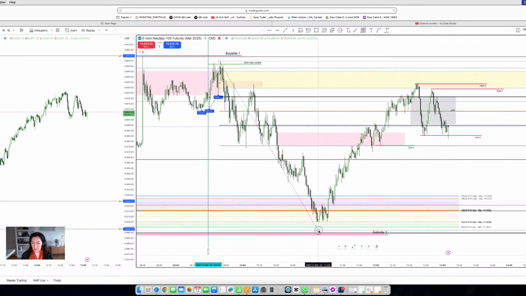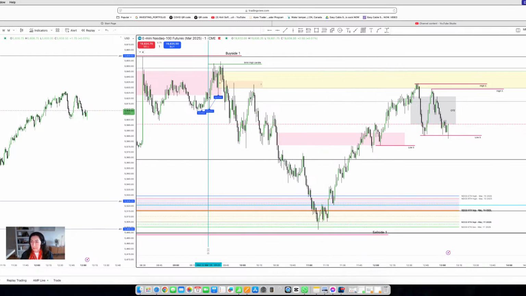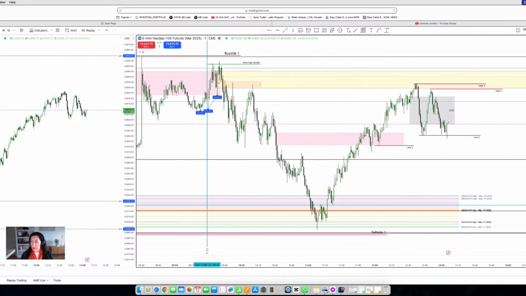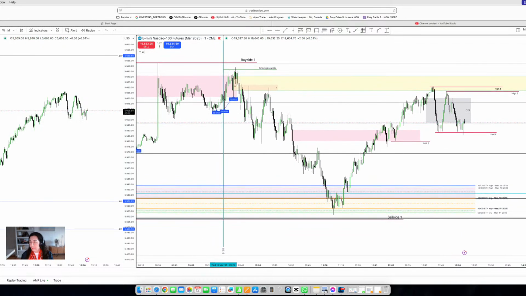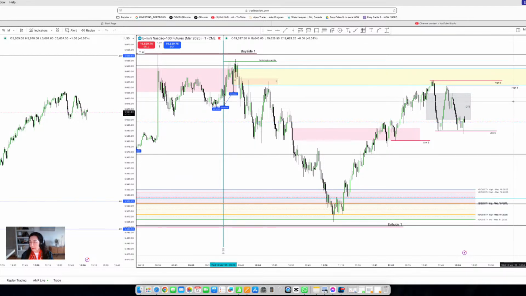So I'm going to take this off. But anyway, I just wanted to elaborate where this optimal trade entry comes from. So it came into the breaker.